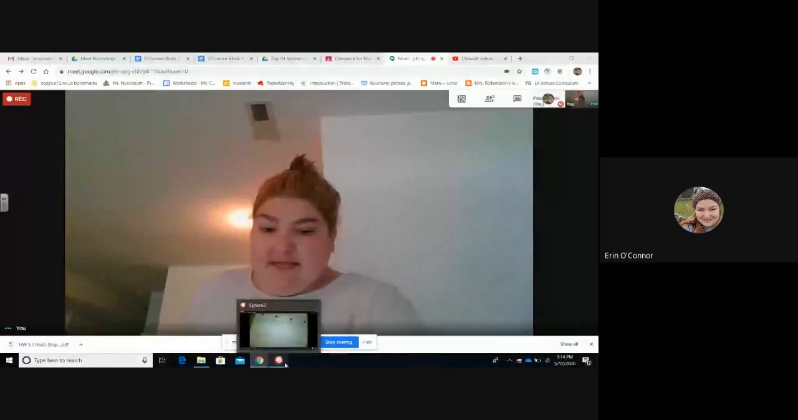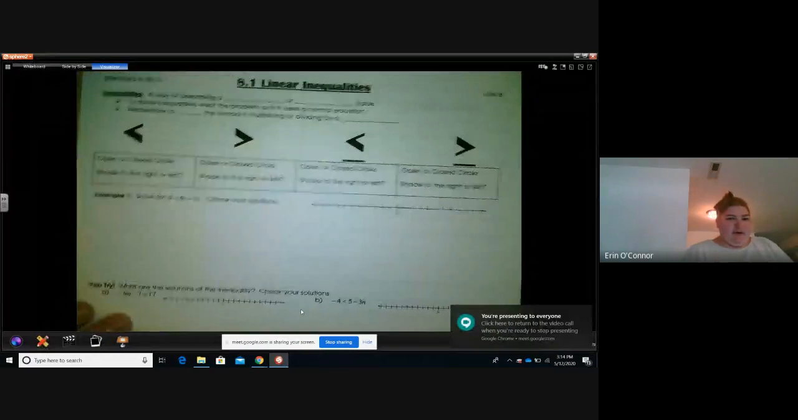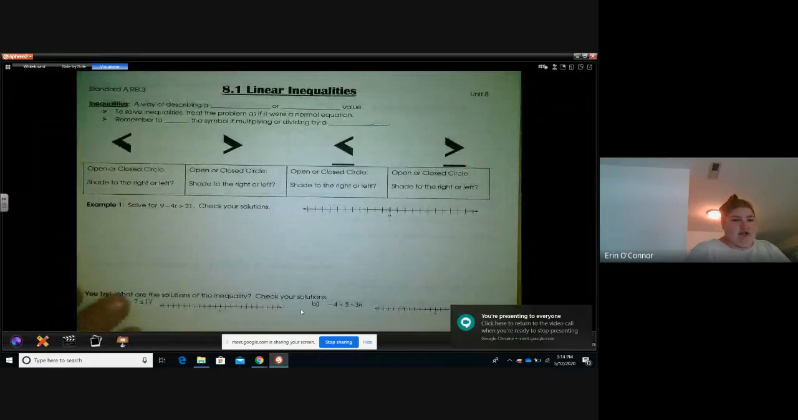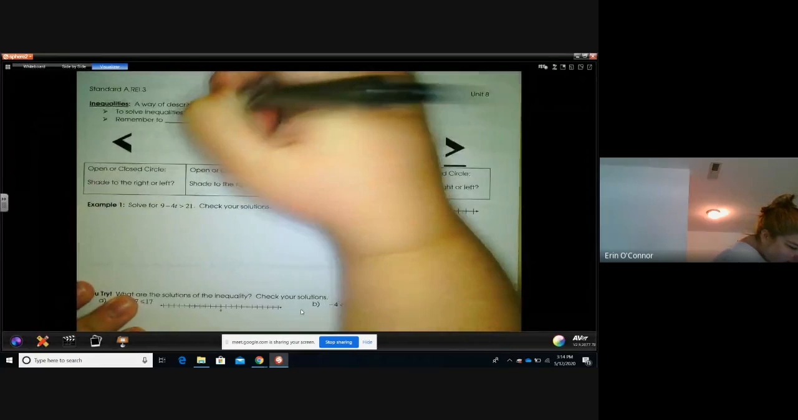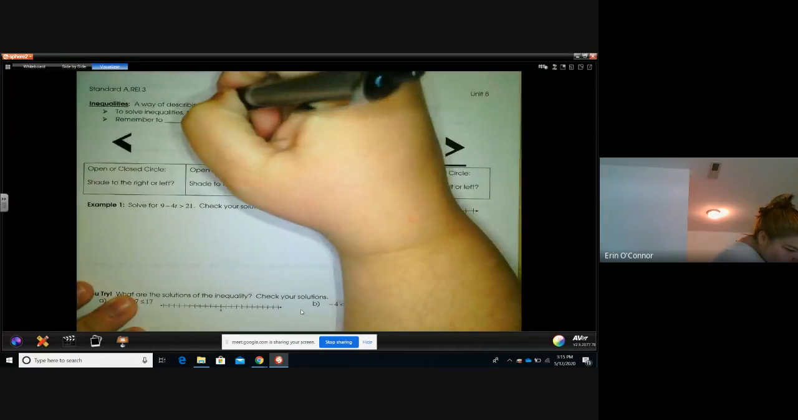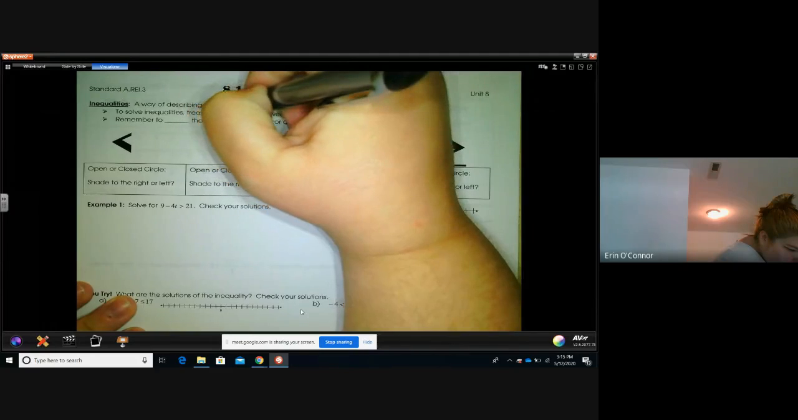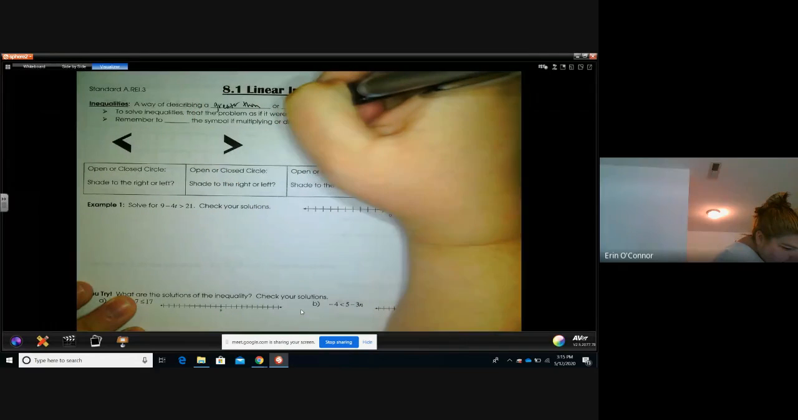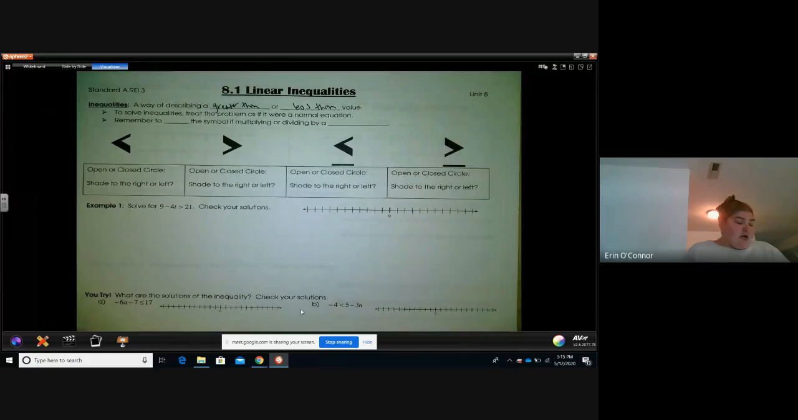Hello everyone. So today we're going to start our new unit on inequalities. You've definitely seen inequalities before, so don't get worried about it. This is when you have the greater than or less than signs. So inequalities are a way of describing a greater than or less than value.